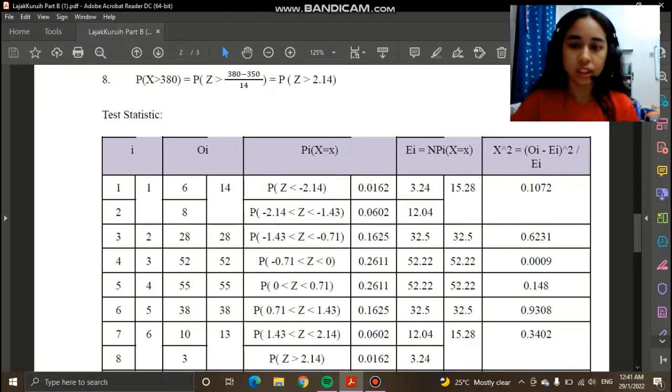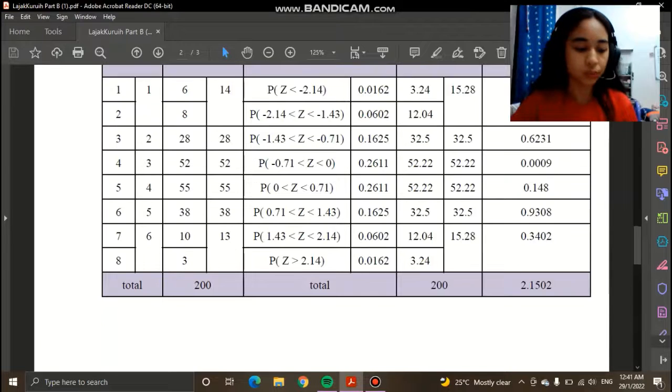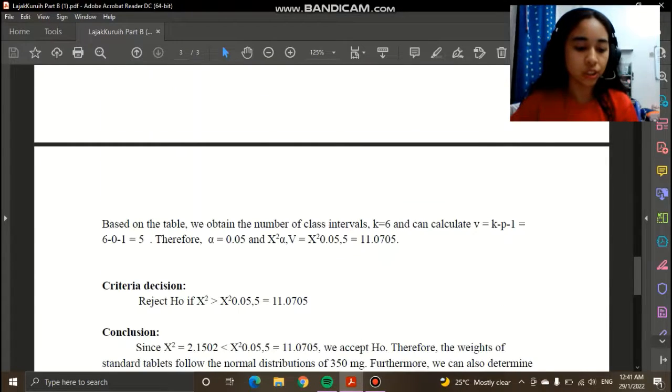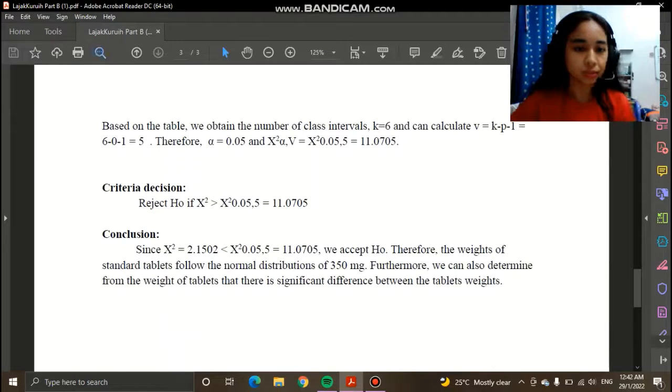Lastly, we calculate the chi-square using this formula, and the total is 2.1502. Next, we calculate chi-square alpha v using all of these that we got. The class intervals k equals 6, v equals 5, and alpha equals 0.05. So from there we can get that the chi-square alpha v is 11.0705. So our decision criteria is to reject H0 if chi-square is more than chi-square alpha v.